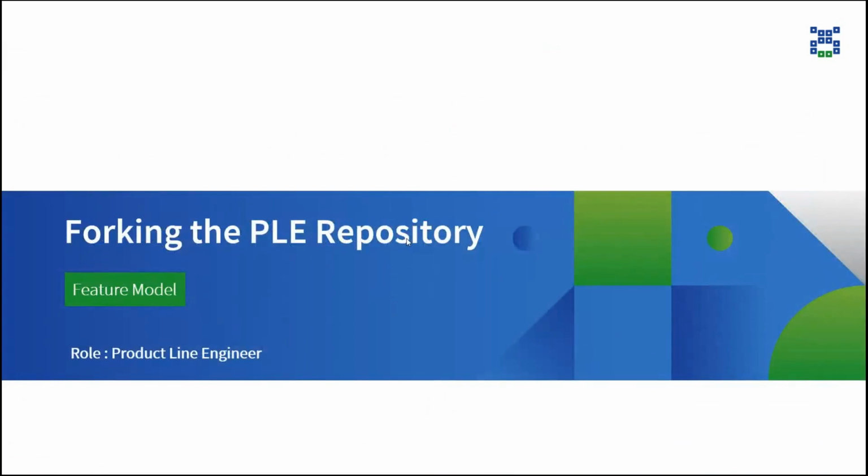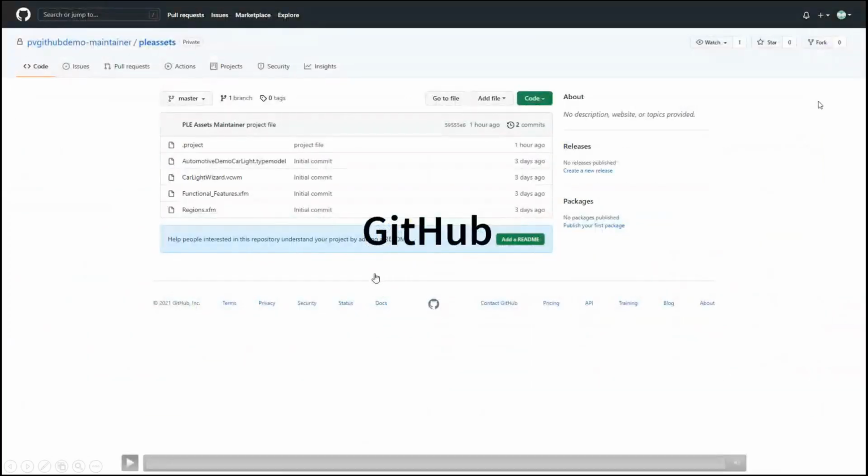Okay, to show the running example, first, let's have a look at how to fork the PLE assets repository. Since we use a feature model as a running example, let's assume the product engineer who is responsible for the feature models will do the work here. You can see now we are on GitHub. So this one is the PLE repository, under the maintainer's account. This is the upstream repository.